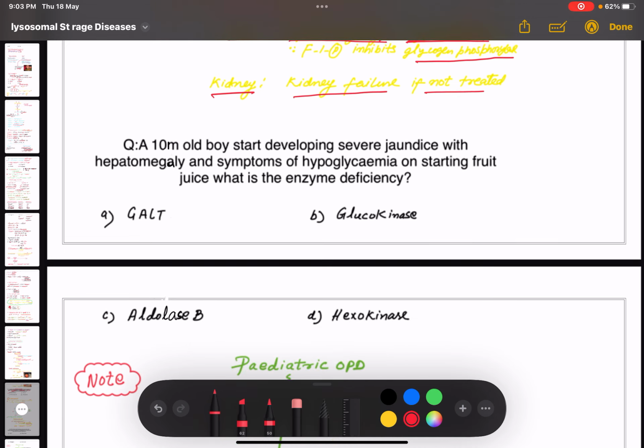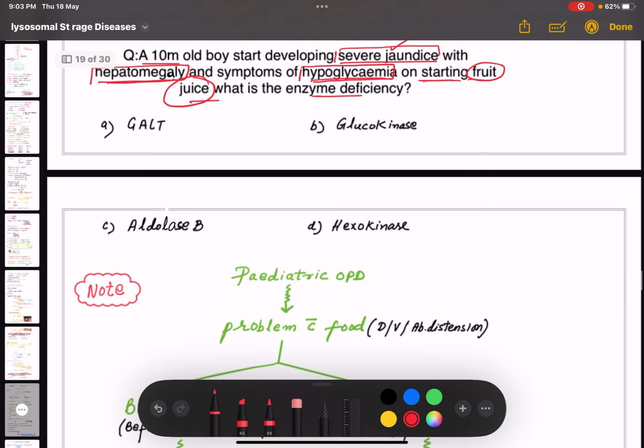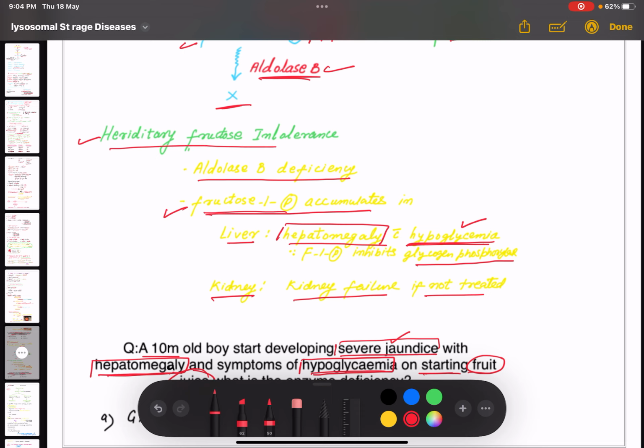Okay. Now let's see this question. A 10-month-old boy starts developing severe jaundice with hepatomegaly and symptoms of hypoglycemia on starting fruit juice. What is the enzyme deficiency? You can see that the patient is having severe jaundice, hepatomegaly, okay, the liver is enlarged, and the symptoms of hypoglycemia. Every point I have explained to you guys. On starting fruit juice, I have told you, fruit juice, F for fruit, F for fructose. It is related to fructose. What is the enzyme deficiency? The enzyme deficiency is aldolase B. And what is the disease? The disease name is hereditary fructose intolerance.